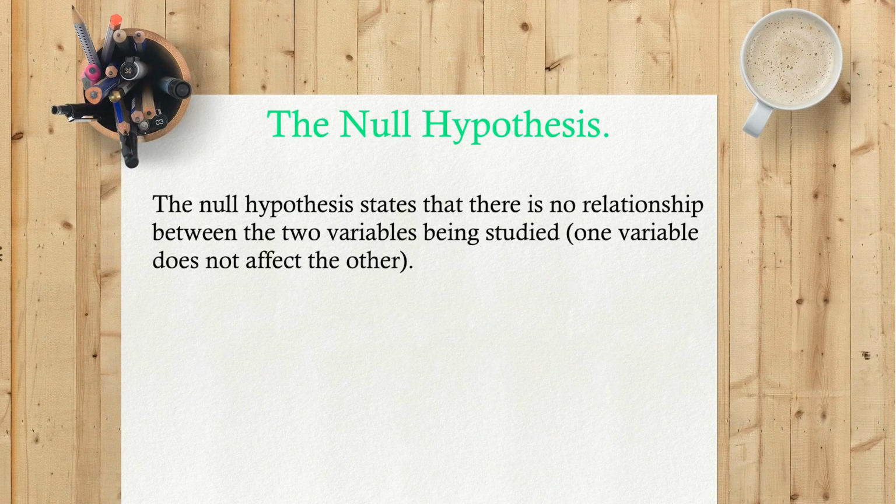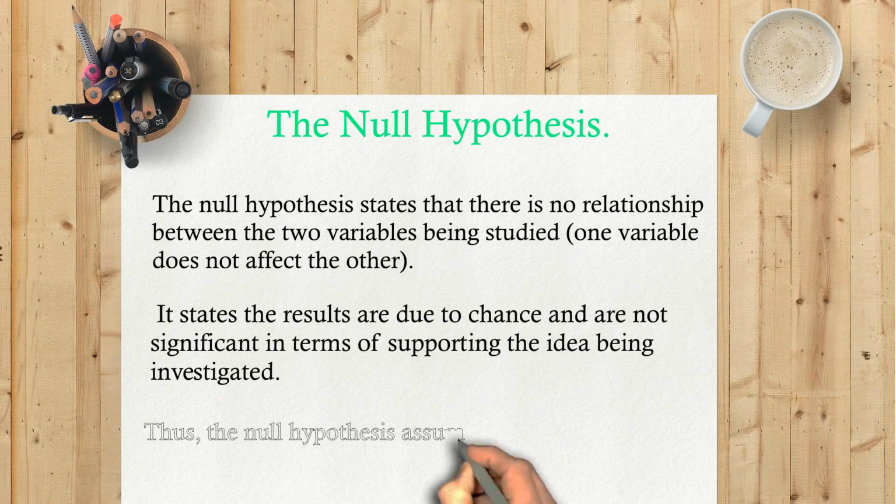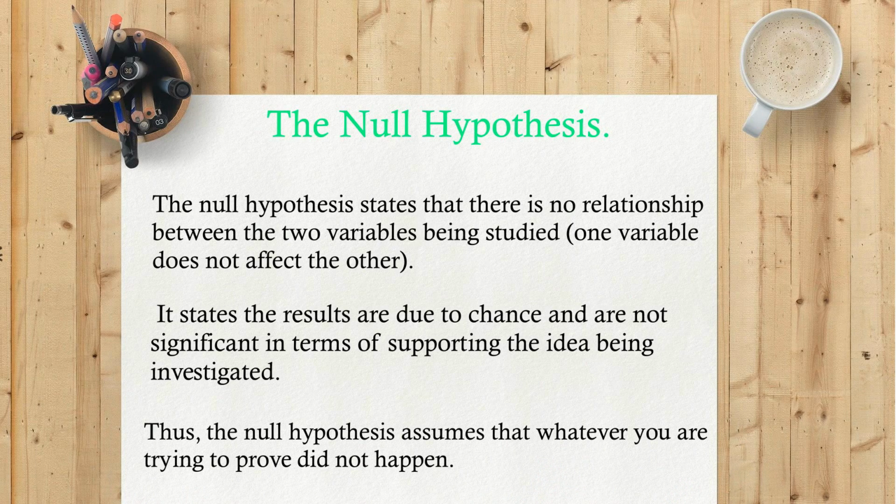The null hypothesis. The null hypothesis states that there is no relationship between the two variables being studied. One variable does not affect the other. It states the results are due to chance and are not significant in terms of supporting the idea being investigated. Thus, the null hypothesis assumes that whatever you are trying to prove did not happen.